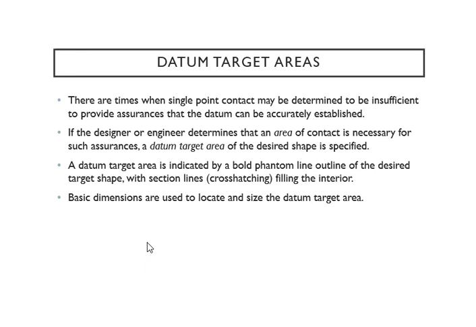There are many times when a single point of contact, which you have to determine, can be insufficient. So sometimes we use the area of contact if that's necessary. We use the datum target area in some situations in your drawing. For the datum target area, we use a bold phantom line outline, the boundary line, of course, with section lines inside.